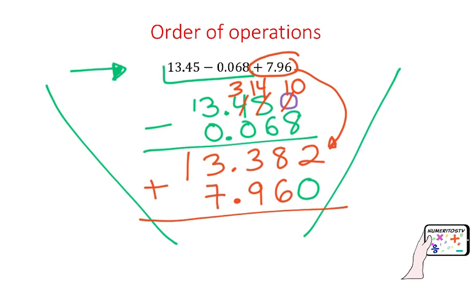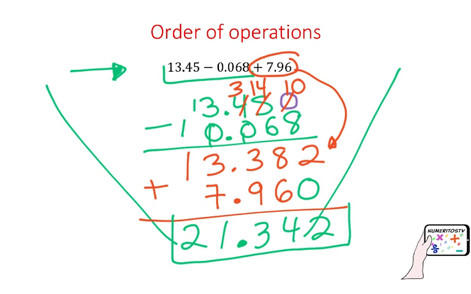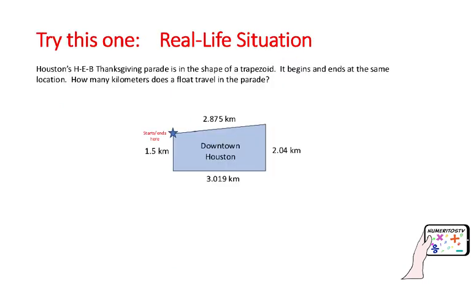0 plus 2 is just 2. 8 plus 6 is 14. And then 9 plus 1 is 10 plus 3 is 13. And then 7 plus 3 plus that carry is 11. Don't forget the decimal. And then 1 plus 1 is 2. So my final answer is 21.342. Try this one on your own.